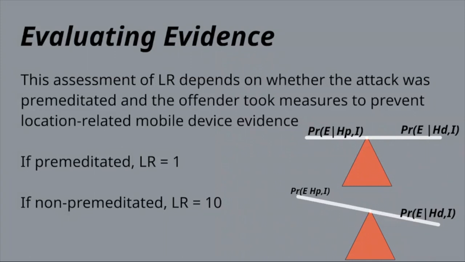However, if the crime was not premeditated, the lack of mobile device evidence in this case is more probable under the hypothesis of the defense by a factor of approximately 10 relative to the probability of the evidence under the prosecution's hypothesis. So this likelihood ratio of 10 in favor of the defense is significant.